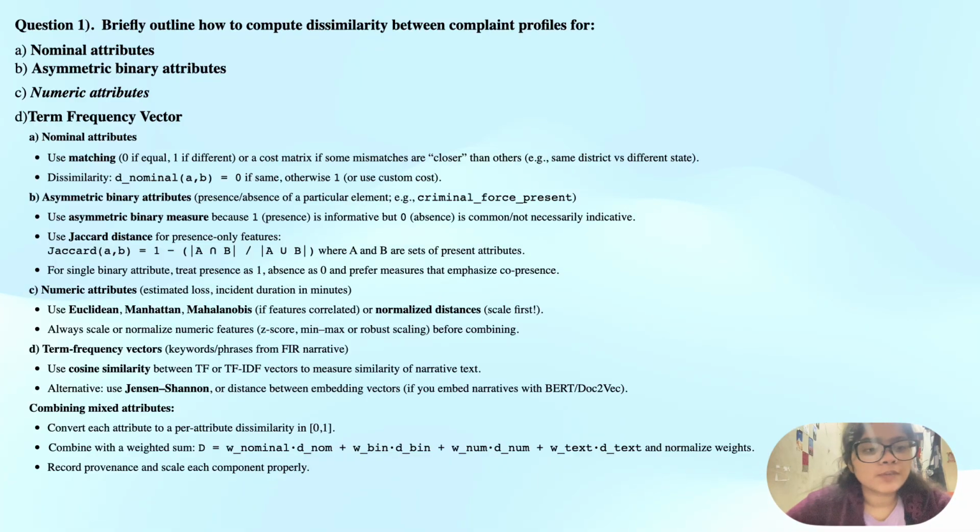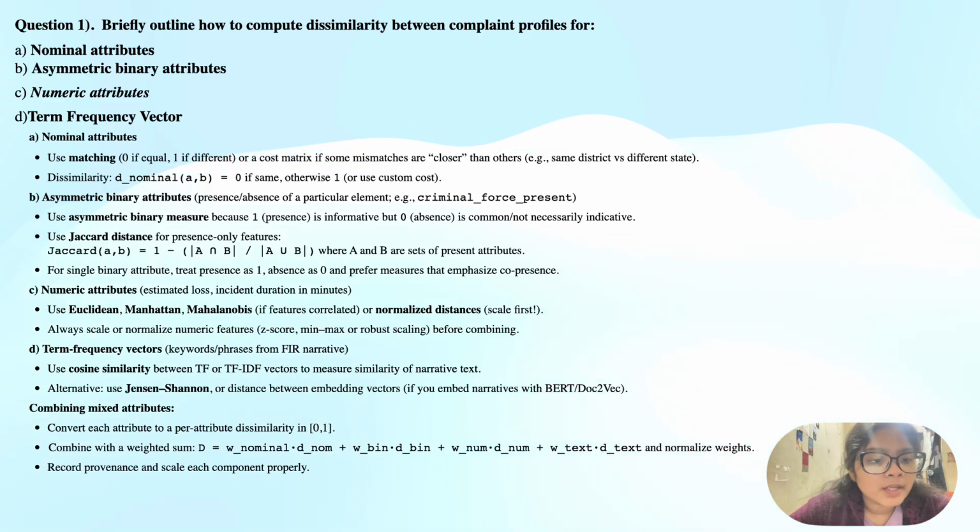Section B of the first internal question paper of data science. Let's start with the first question, which is: briefly outline how to compute dissimilarity between complaint profiles for nominal attributes, for asymmetric binary attributes, for numeric attributes, and the last is term frequency vector.